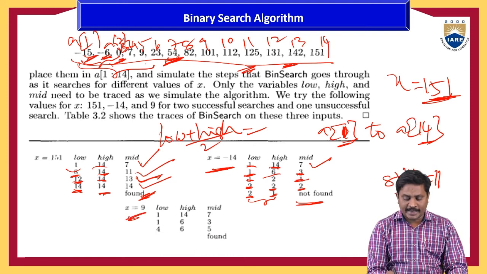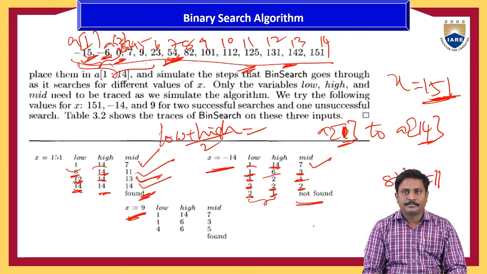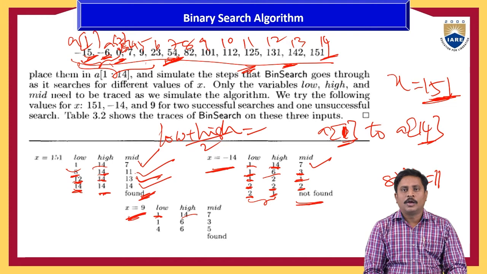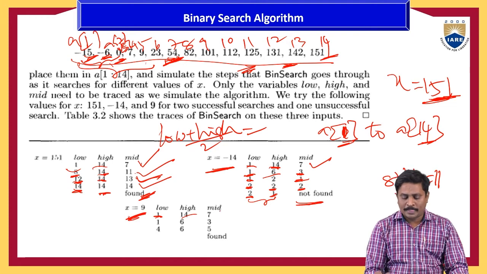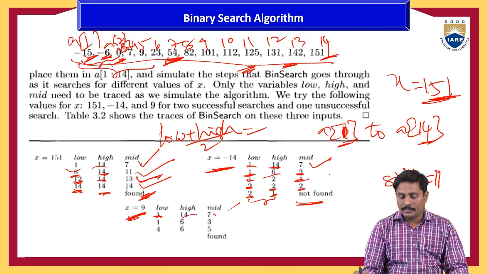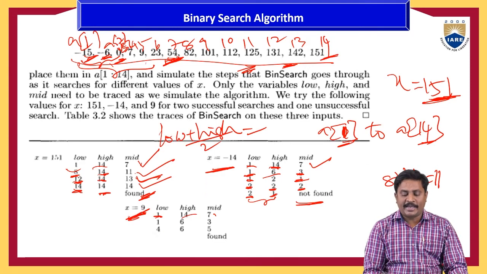Next, suppose we take x equal to 9. First, low value is the first position value and high value is the last position value, 14. 1 plus 14 by 2 is 7. Next we compare this searching element 9 with A of 7 value, which is 54. Is 9 equal to 54? No. 9 is less than 54.